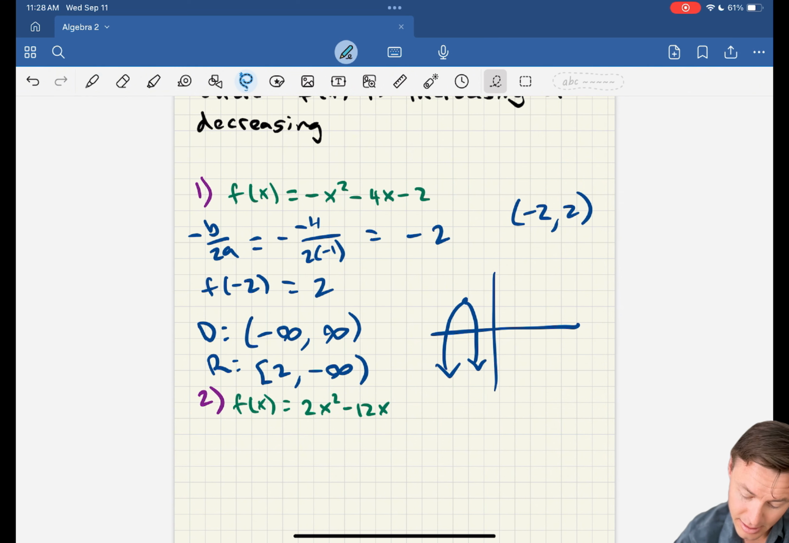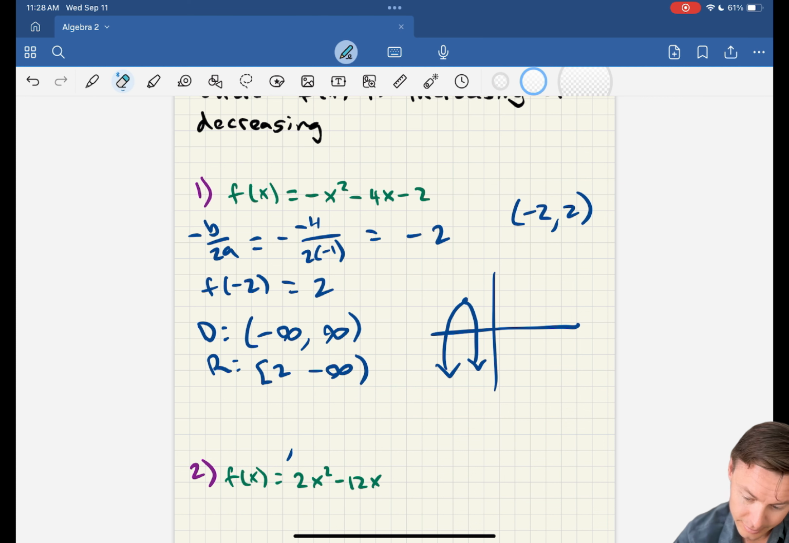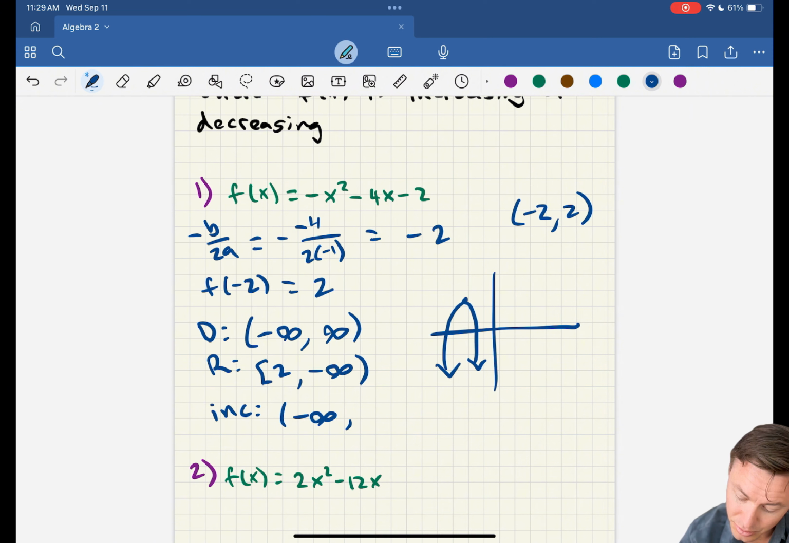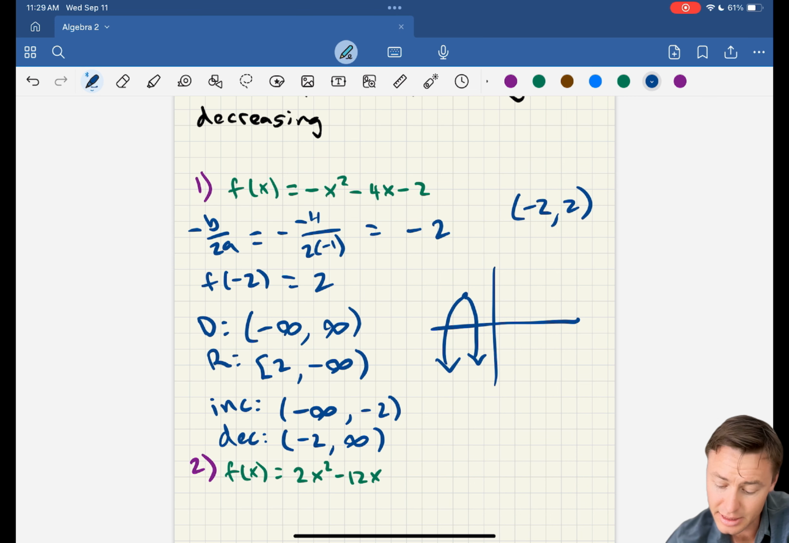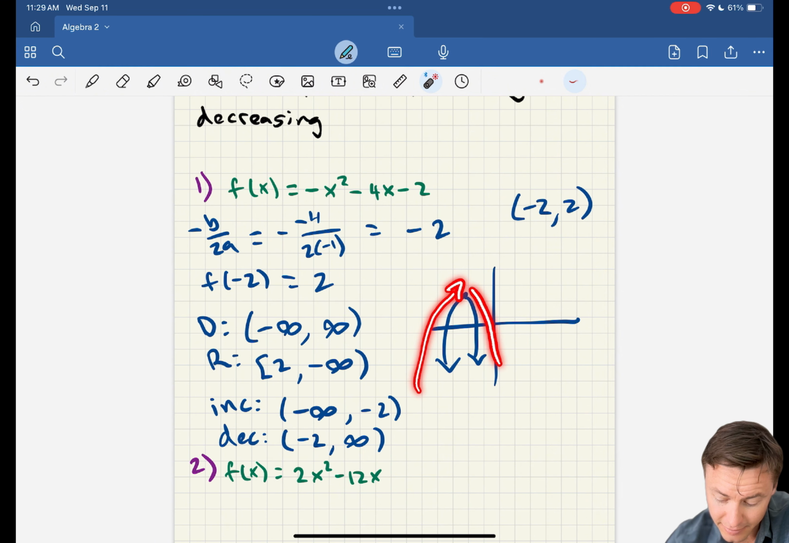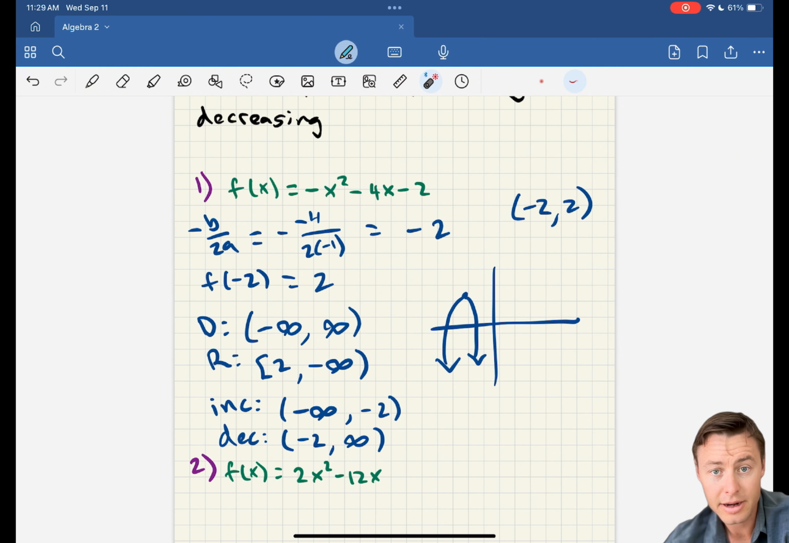Let me give myself some more space. We would say that it's increasing from negative infinity to negative 2, and that it's decreasing from negative 2 to infinity. Okay, it's increasing from x equals negative infinity up to x equals negative 2, like that, and then it's decreasing from negative 2 over to positive infinity.